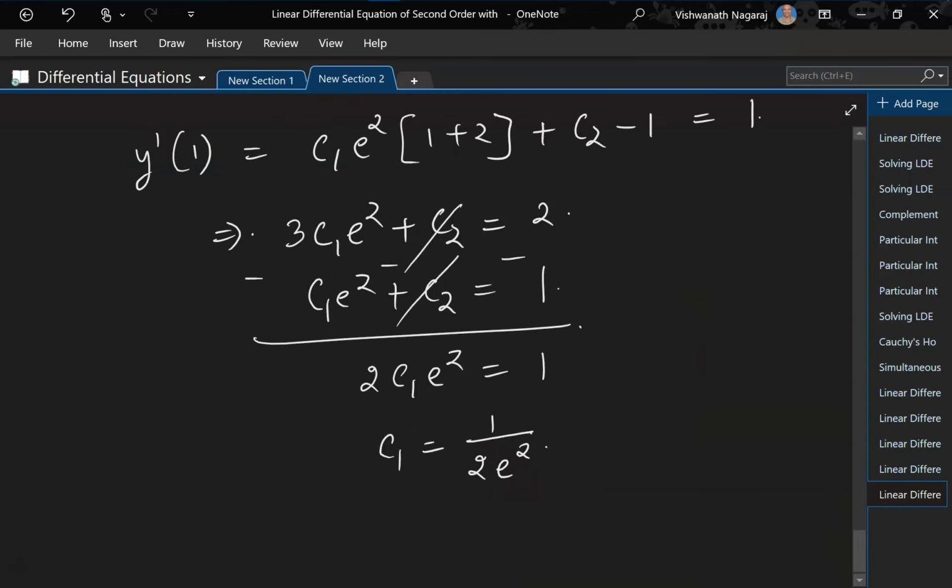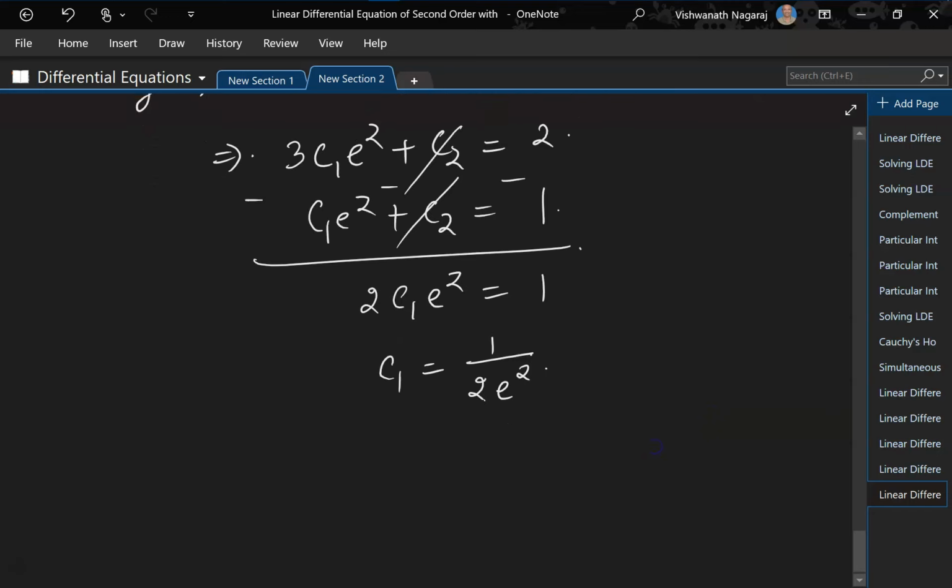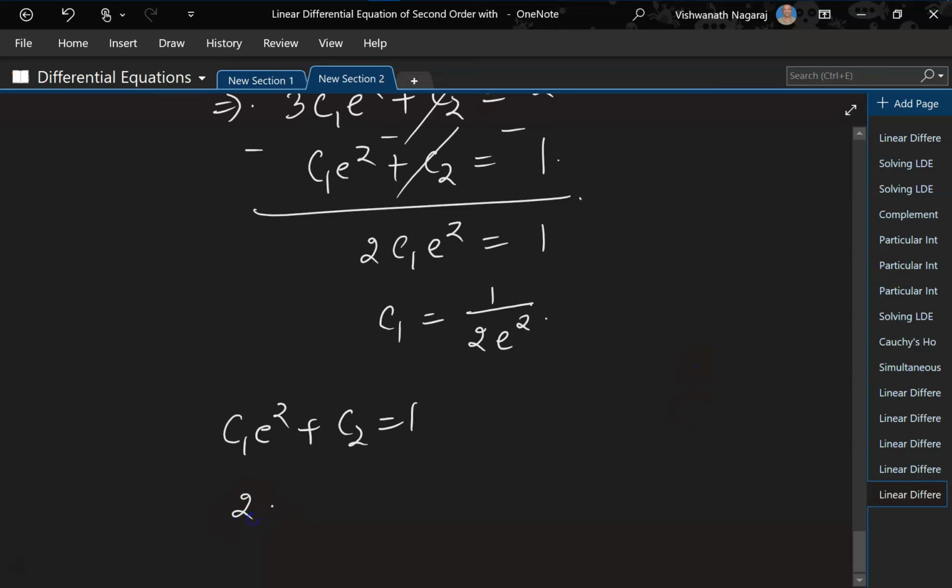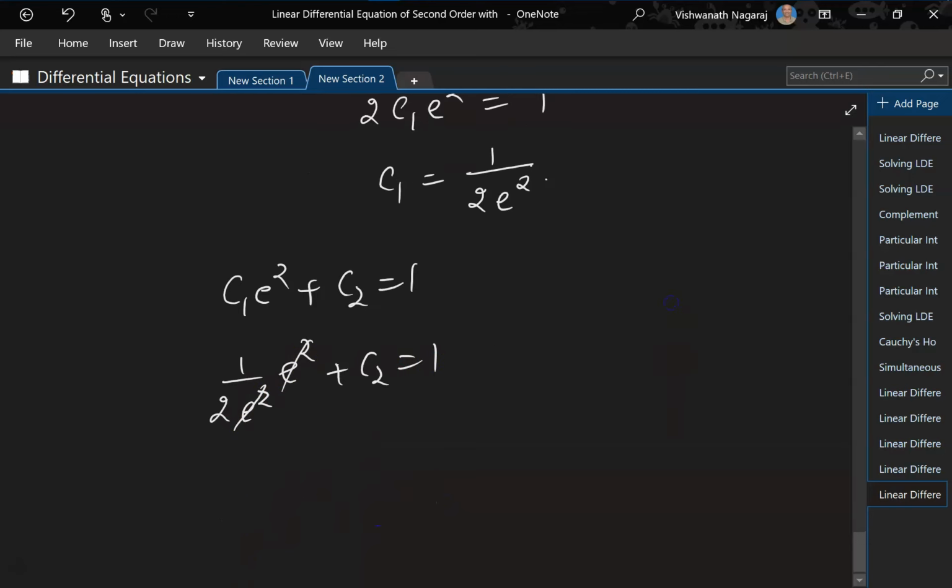We have to substitute this in any one of these equations to get the other, c2. So let's take c1 e square plus c2 equal to 1. c1 is 1 by 2 e square, so 1 by 2 e square times e square plus c2 equal to 1. The e square cancels out, and we have 1 by 2 plus c2 equal to 1, which implies c2 is equal to 1 minus half, which is half.